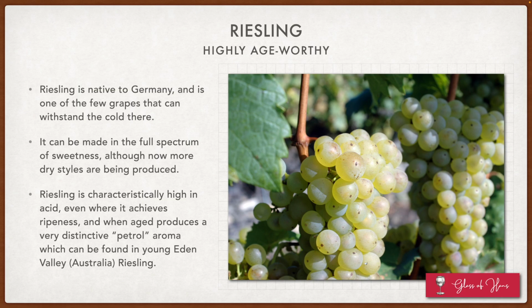It's very high in acid, and where it achieves ripeness, it produces a petrol kind of aroma. Now, the reason I'm told for why, for example, even a young Eden Valley Riesling from Australia can have that petrol kind of aroma is due to the heat. Heat and sunshine trigger that, while the cooler climates of Germany produce Riesling that takes years to form the petrol aroma via aging.